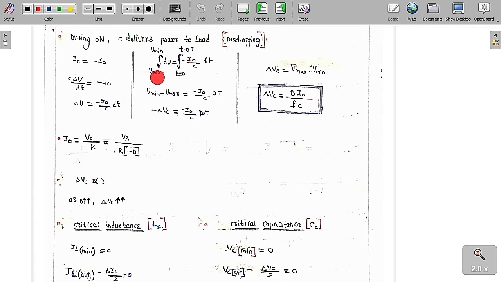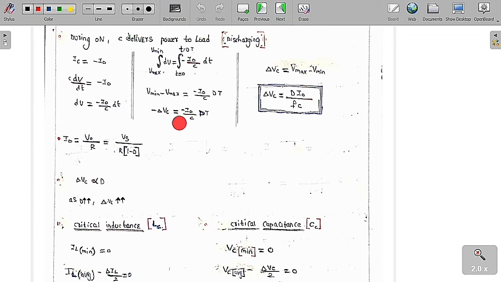So the integration of dV from maximum value to minimum value is equal to the integration from t equal to 0 to t equal to dT of minus I naught by C into dt. If you do the simplification, V minimum minus V maximum is equal to minus I naught by C into dT. V minimum minus V maximum is nothing but minus delta Vc, because delta Vc is the maximum value minus minimum value.